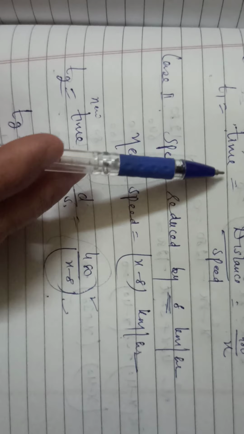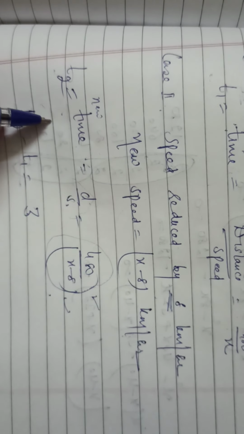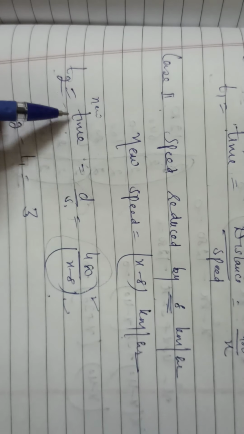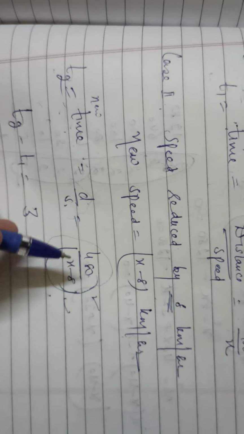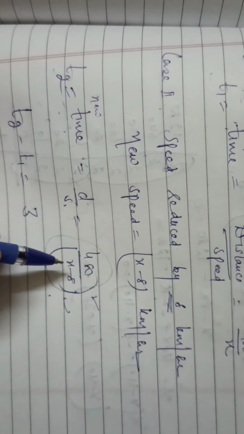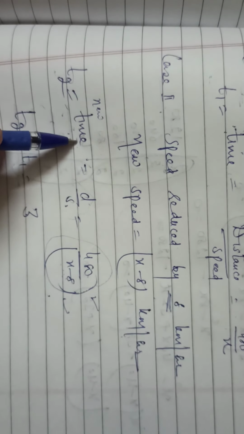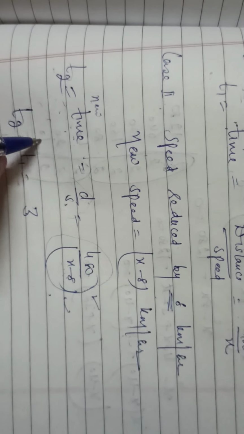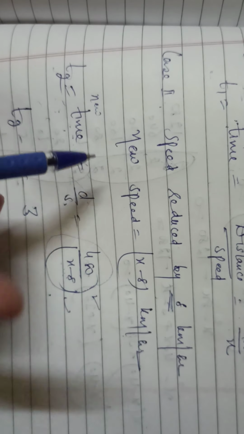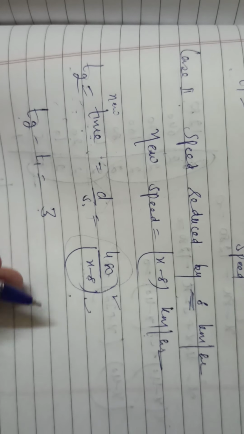Now tell me, which time is more? T1 is more or T2 is more? Think of it. T2 is more. Why is this new time more? Because speed is reduced. If speed is reduced, more time will be taken. So T2 is greater than T1. And the difference between their times is 3 hours. It means T2 minus T1 is equal to 3.